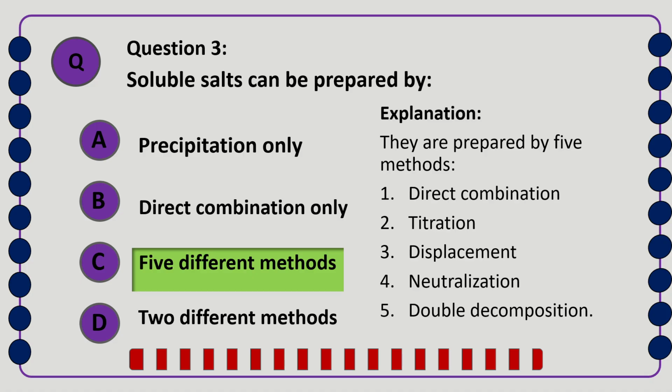They are direct combination, titration, displacement, neutralization and double decomposition. So these are the methods. Kindly revise the chapter students if you don't know. Let's proceed with question number 4.